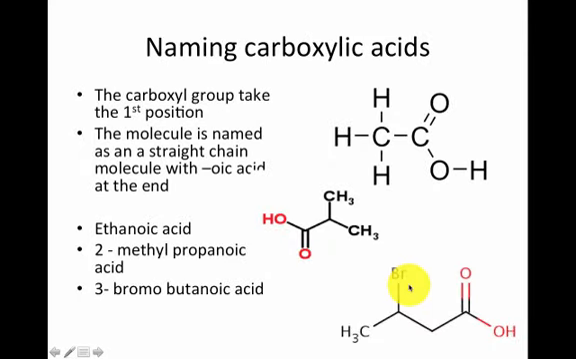How do we name carboxylic acids? Well, the carboxylic acid group always takes the first position and it adds an anoic acid bit to the name. So here we have ethanoic acid. On this one you can see that the methyl group is in the second position, the carboxylic acid group in the first, so this is 2-methyl propanoic acid. And here the bromo group is in the third position, with this being the first, so it's 3-bromo-butanoic acid.